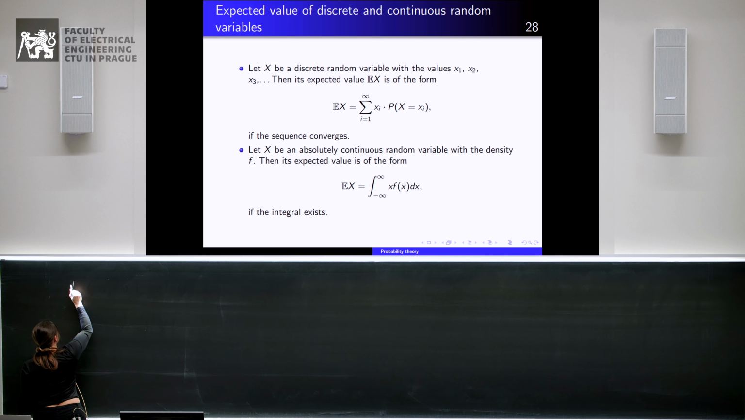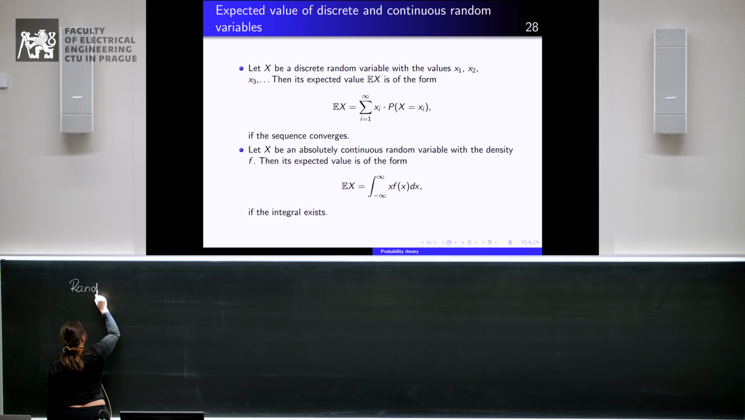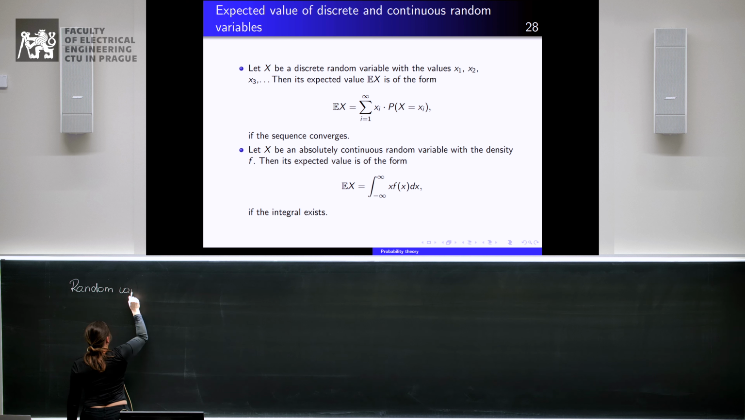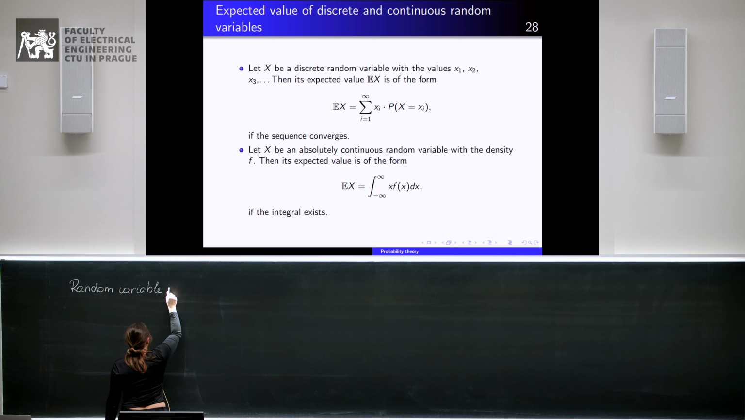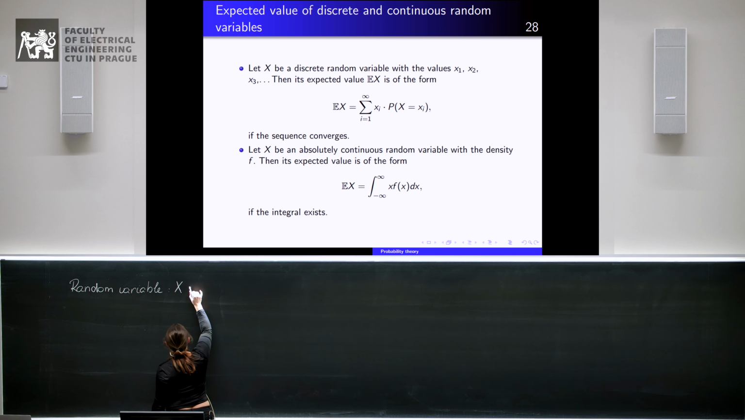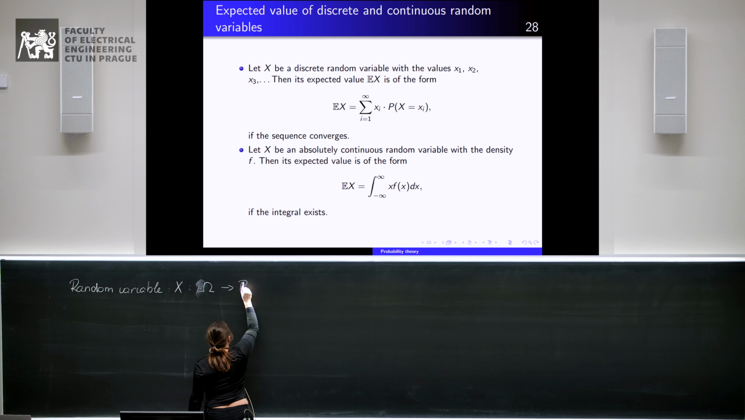So last week we started to work with so-called random variables. And the random variable, we usually denote it by capital letters starting with X, continuing with Y, Z, and so on, is, from a mathematical point of view, a mapping from the set of elementary events to real numbers.